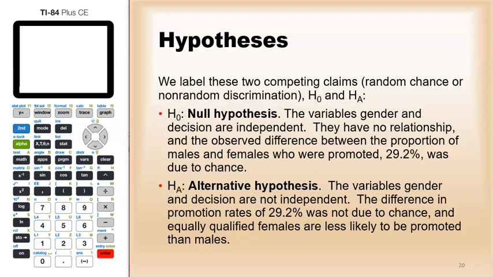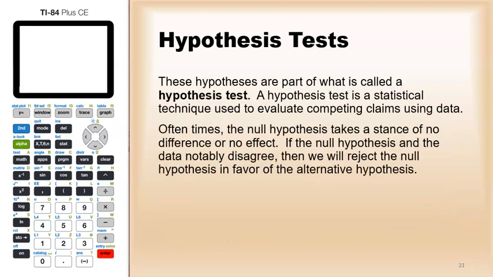So again, when we're looking at data, we generally have two claims. One is that the results we are seeing from our sample is just random chance. The other way of thinking about it is that the results we see in our sample is not just random chance, that in this case there is some discrimination going on. So these hypotheses are part of what is called a hypothesis test. A hypothesis test is a statistical technique used to evaluate competing claims using data.